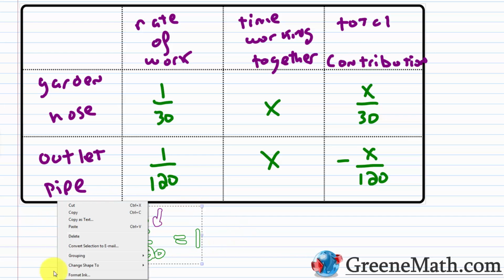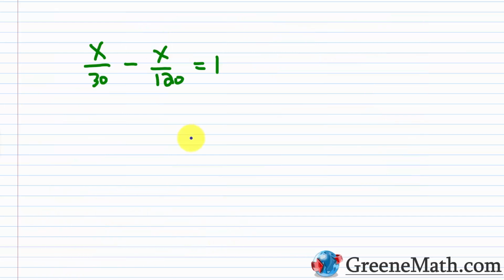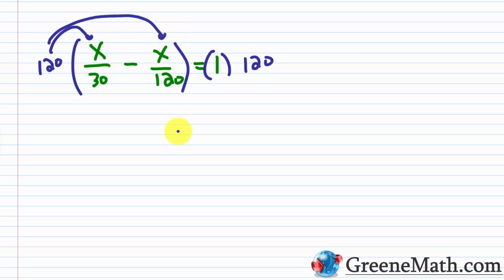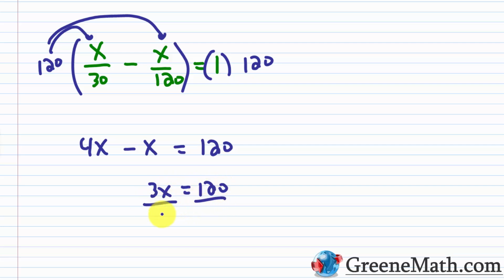So let me copy this. So what I want to do is just multiply both sides by the LCD, which is going to be 120. Pretty easy to do. So I know that I'm going to distribute this to each term inside the parentheses. 120 divided by 30 is 4, right? So I'd have 4x minus 120 divided by 120 is 1. So I just have x there. This equals 120. 4x minus x is 3x. This equals 120. Divide both sides of the equation by 3. And you're going to find that x is equal to 40.